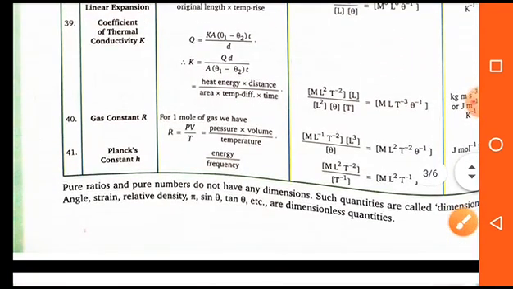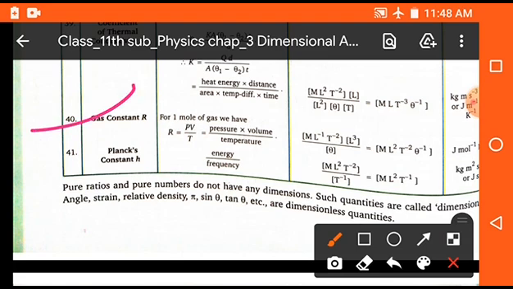Okay, students. In the last, we will discuss the gas constant. It is represented by capital R. R is equal to PV upon capital T, where P stands for pressure, V stands for volume, and T stands for temperature. By putting the values, we get the dimension M L2 T^-2 theta^-1.